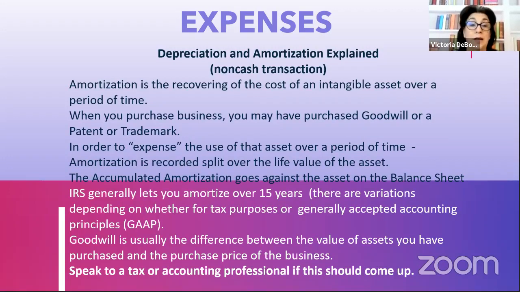And goodwill can be amortized over 40 years. That was the old methodology. However, I think that things have become a little more updated, and the IRS generally is recognizing 15 years. But again, that's for tax purposes, and there are many different variations of how goodwill is amortized.